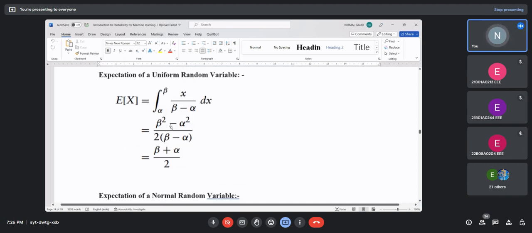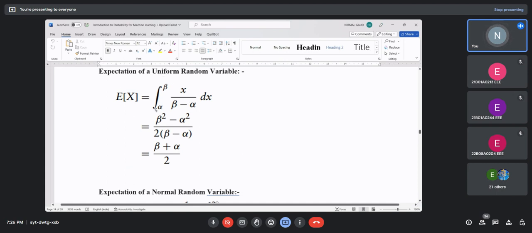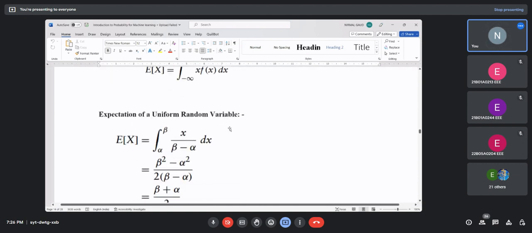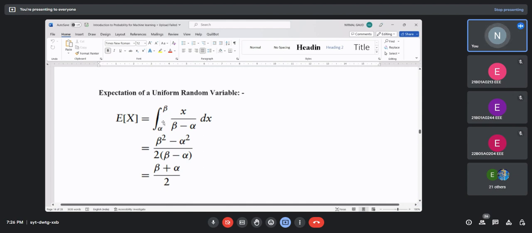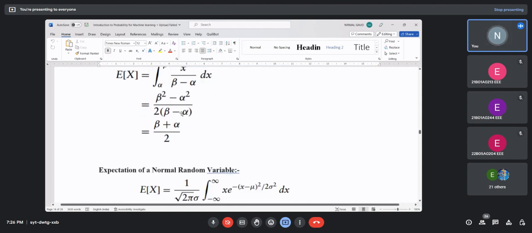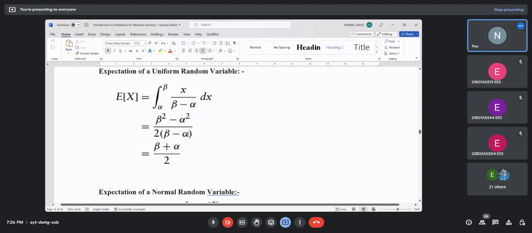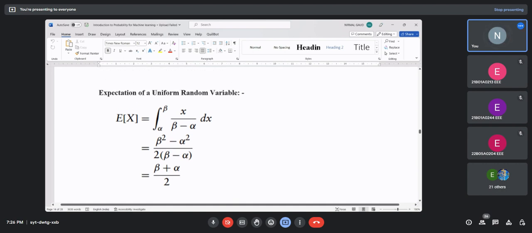Okay, so here, if I talk about the uniform random variable, just perform the integration from alpha to beta of x upon beta minus alpha dx. That's what my function is. So if I apply the integration with respect to it, I'm getting the result as beta plus alpha by 2. Okay, for the uniform random variable, this is my result.